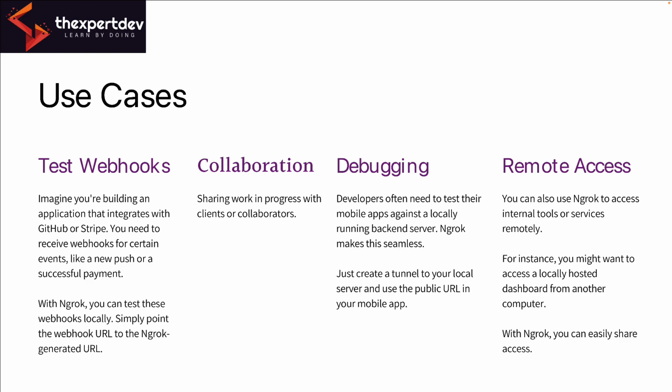You can also use Ngrok for remote access. Internal tools or services can be accessed remotely by exposing an IP and port through Ngrok. So for example, if you build a dashboard and you want somebody else to access it from a different computer, Ngrok can easily help you achieve that.